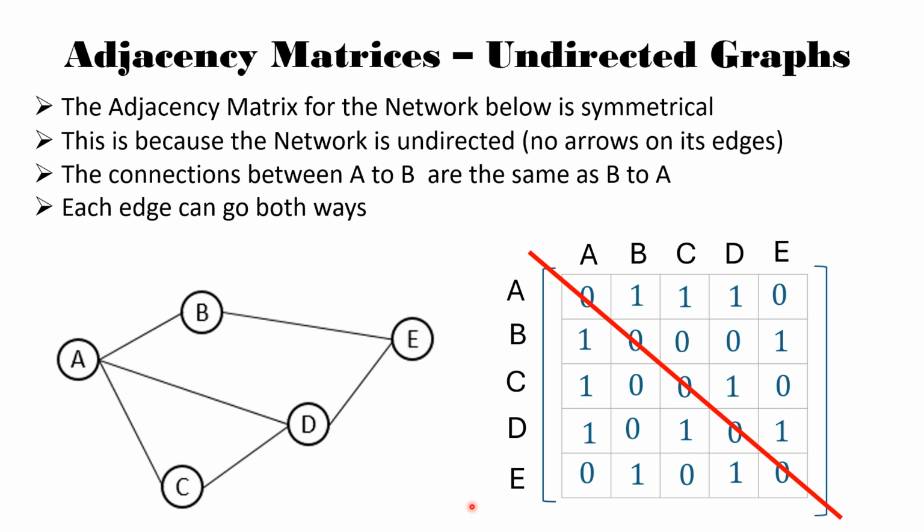So when I have an undirected graph, I'll always have a symmetrical matrix. So it's one way we can identify having an undirected graph. We can look at this lovely symmetrical matrix. And basically what's happening is the number of connections between A and D is the same as between D and A. So the edges really can go both ways.